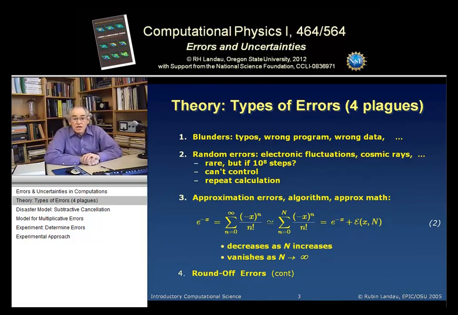If the approximation is any good, if the algorithm's any good, then the remainder, the error, must decrease as you include more and more terms. Otherwise, you wouldn't call it an algorithm. You wouldn't do it. Ultimately, if you used an infinite number of terms, the algorithmic error should decrease to 0. Okay? The final type of error is round-off error. And we talk about that more on the next slide.